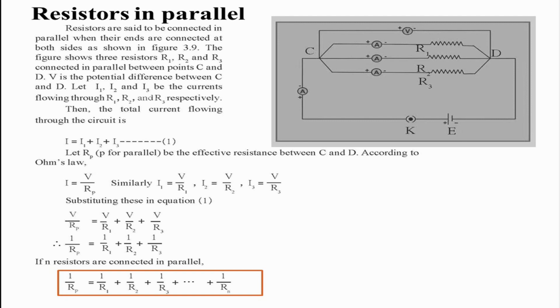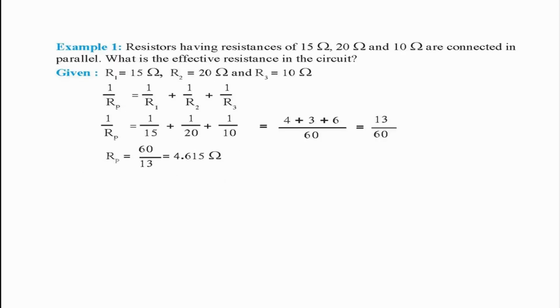Let us move on to a sum which will make you understand at a much better level. Resistors of 15, 20 and 10 ohms are connected in parallel. In parallel you are not supposed to add them as in series. You have to add them with the particular formula provided over here. You can use the LCM method, or cross multiplication, to find the effective resistance in parallel condition. Here it is 4.615 ohm.